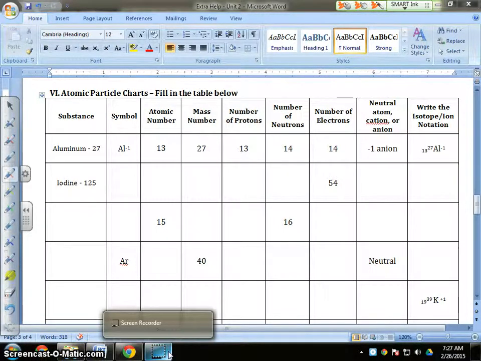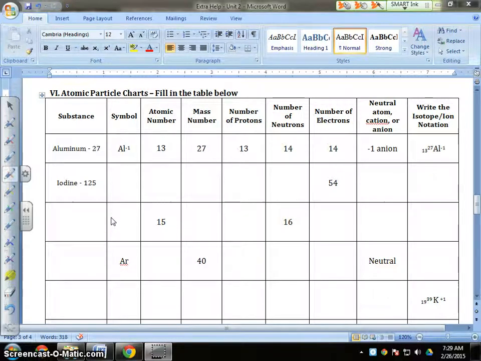No, you're okay. So a real quick overview of what we're actually doing: what does each of these columns represent? I guess the most important thing that we have here is the atomic number and the number of protons.